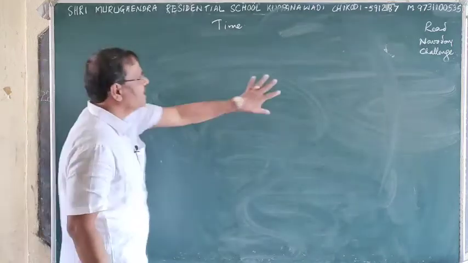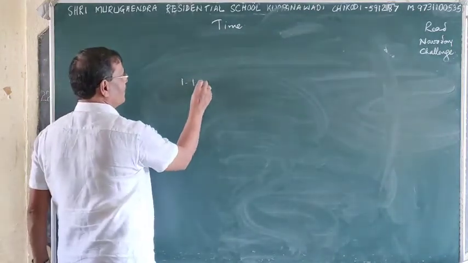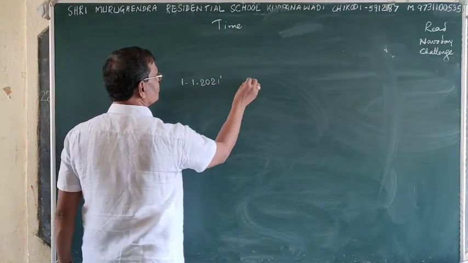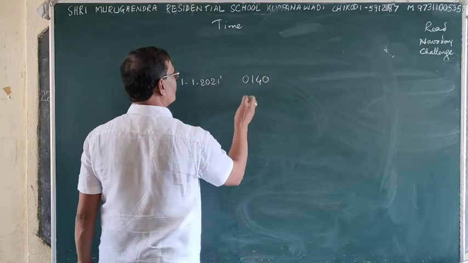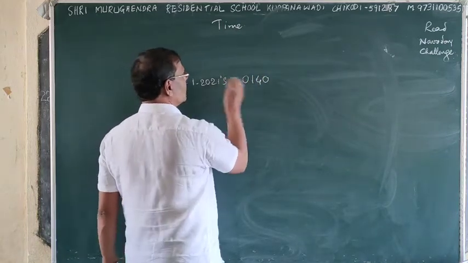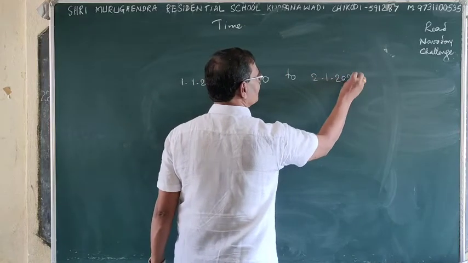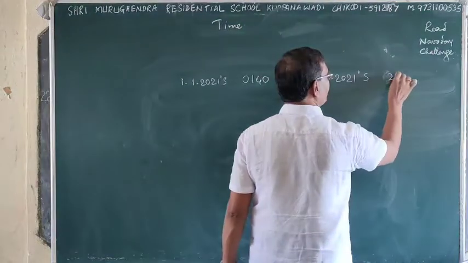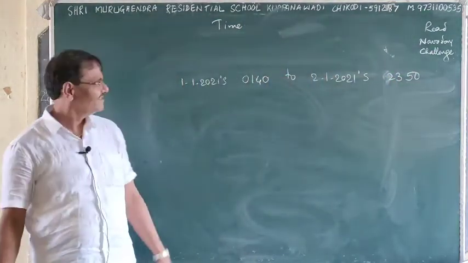See, the same sum is given in rail time. 1/1/2021 01:40 to 2/1/2021 23:50. Same type it is.